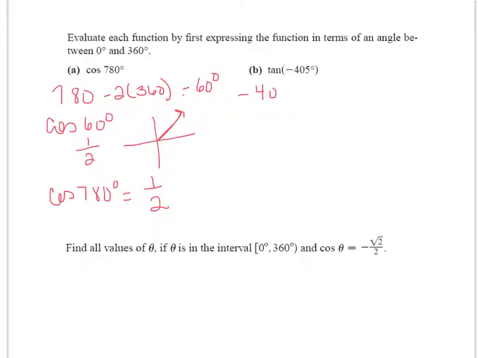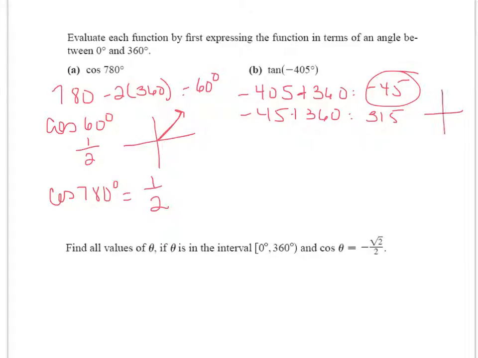Negative 405 plus 360 equals negative 45. That's our coterminal angle. So we didn't get quite far enough. So we need to do it again. So negative 45 plus 360 gives us 315. That's our coterminal. We need to find a reference.